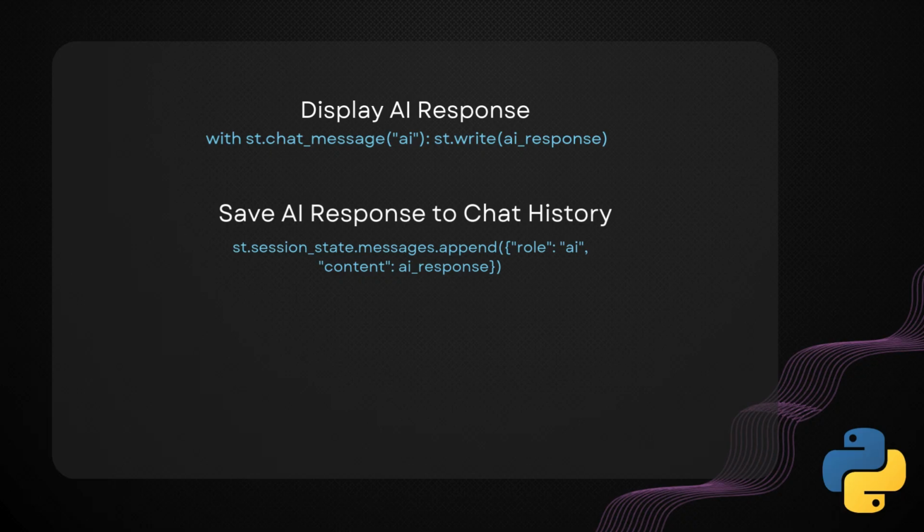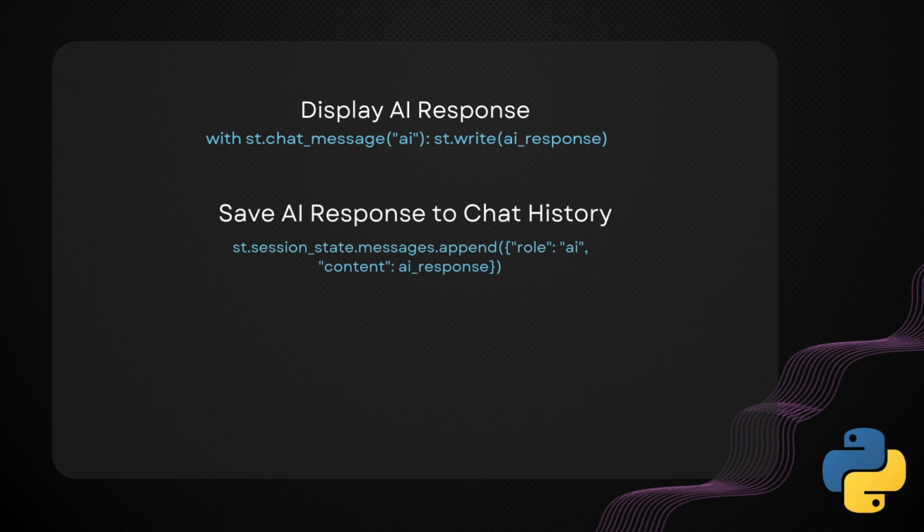Send request to the Ollama API. Sends a POST request to the Ollama API with model DeepSeek R1 as defined earlier. Prompt, the user input as the query. Stream equals true, enables streaming response, meaning the AI will send chunks of data instead of waiting for the full response.